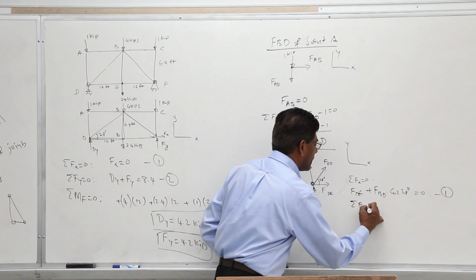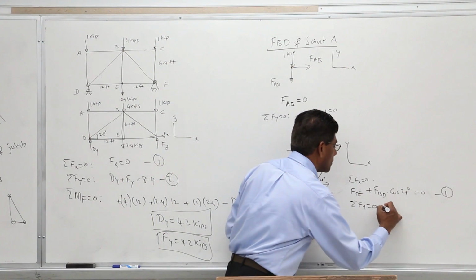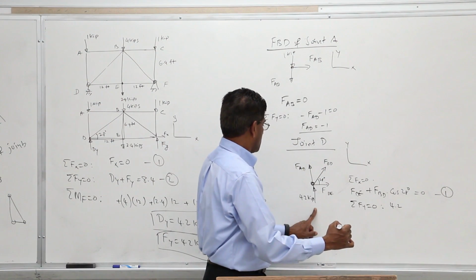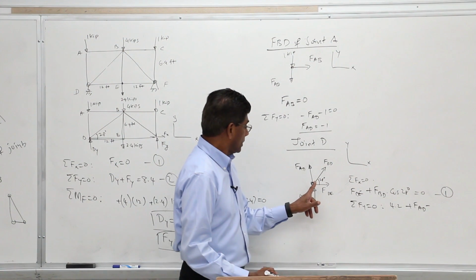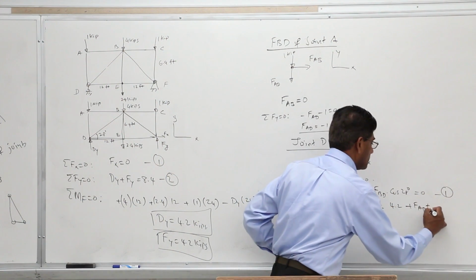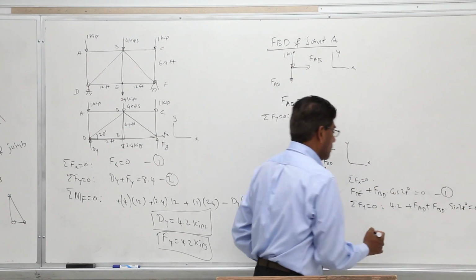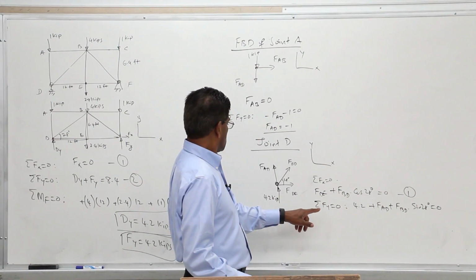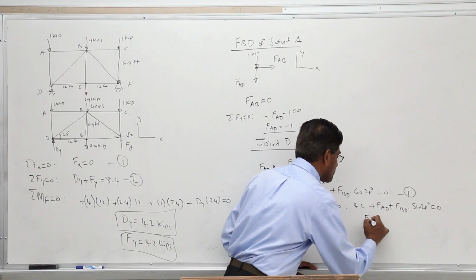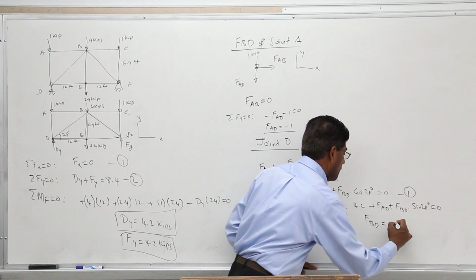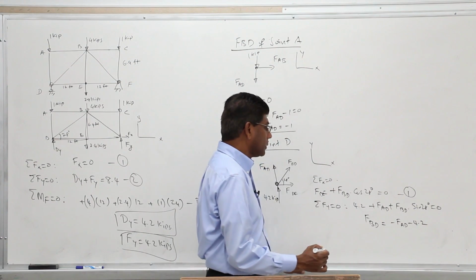So move on to the next step. Somehow the forces along y direction should be equal to 0. Correct? And that would give me 4.2 kip plus F_AD, no, not yet, plus F_BD sine 28 degrees equal to 0. And I already know this value. All right, so I'm going to write the equation in terms of F_BD, which will be equal to negative F_AD minus 4.2, am I right?